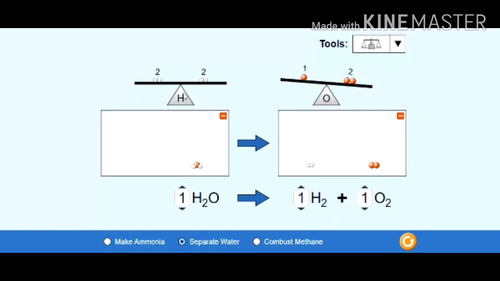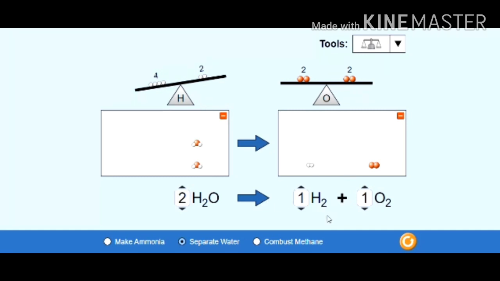Here hydrogen atoms are balanced on both the reactant and product sides. But there is variation in the number of atoms of oxygen. Here we have only 1 oxygen atom. Now let me make the oxygen atoms 2 here. See, now oxygen atoms are balanced on both sides. When you make it 2 here, there is variation in the hydrogen atoms. Now hydrogen atoms have increased on the reactant side and there is a shortage of 2 on the product side.